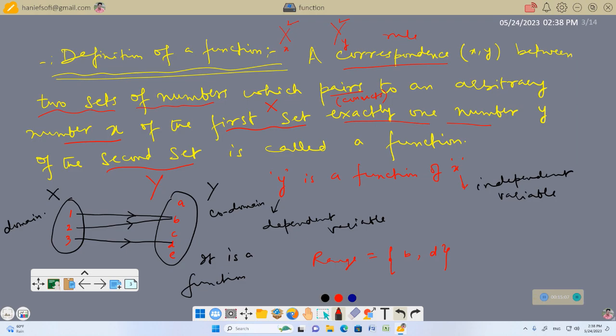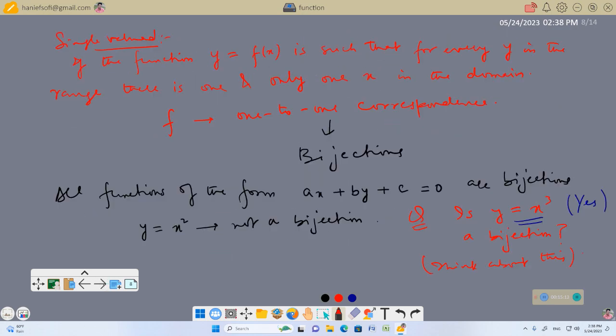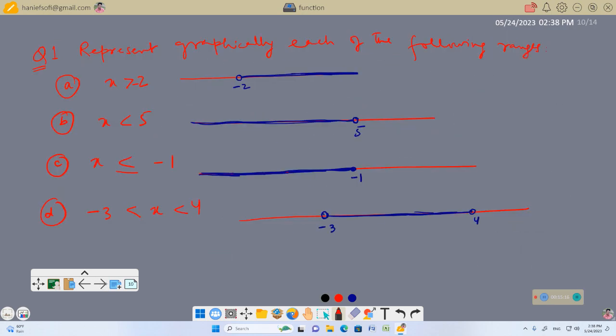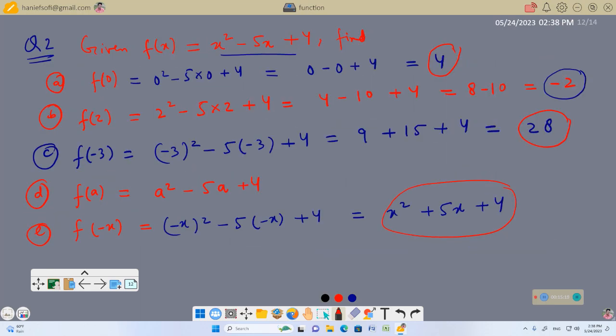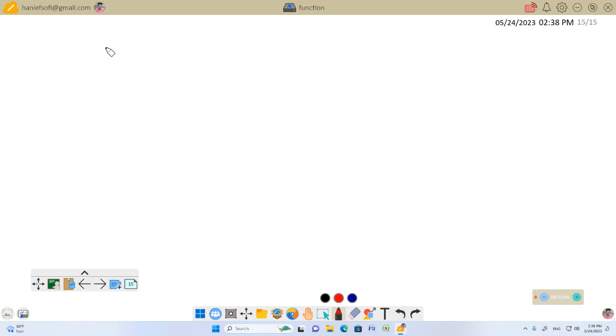And let us move to the idea of injection, surjection, and bijection. So this was the general idea of a function. So let me define injection. So the function we define first, injection.